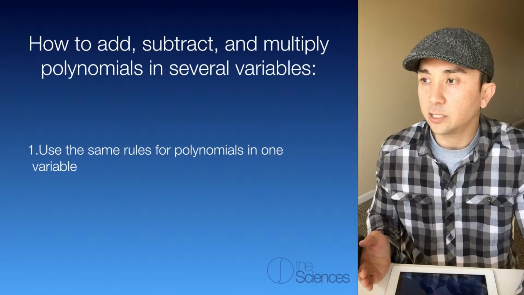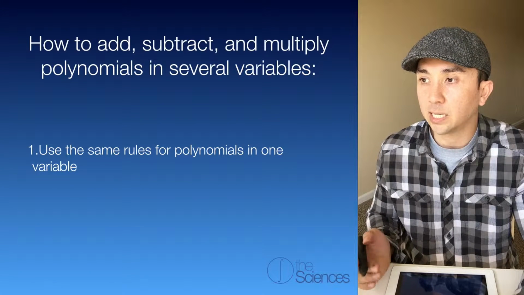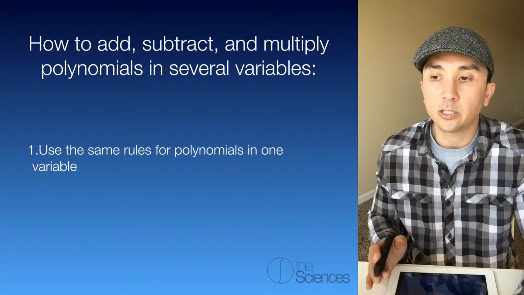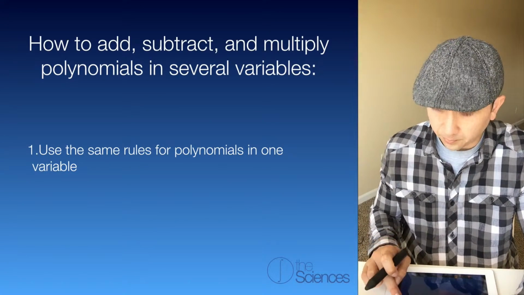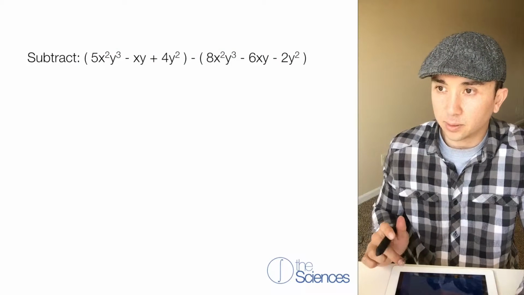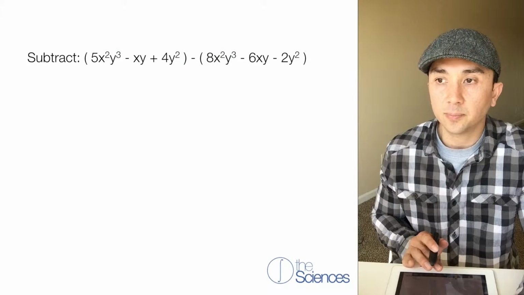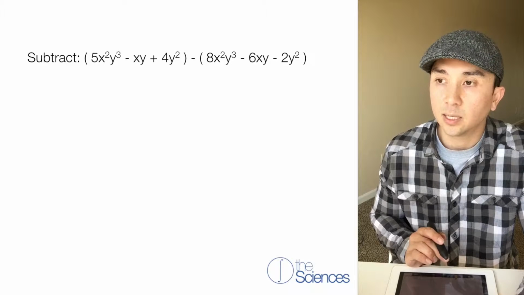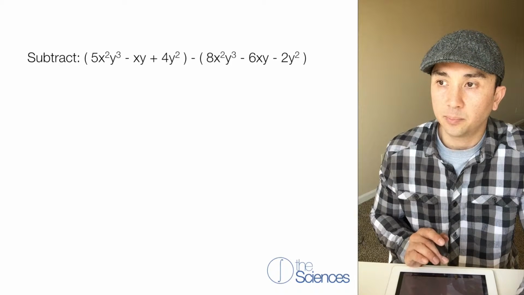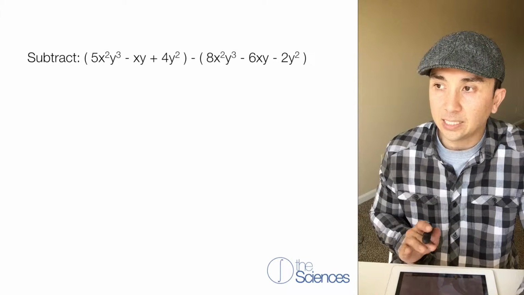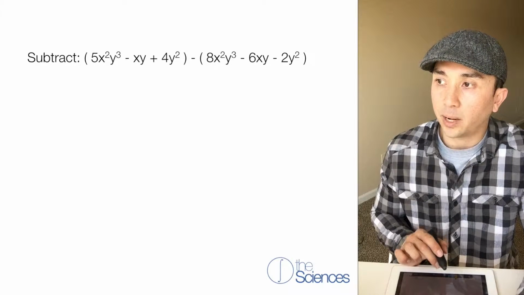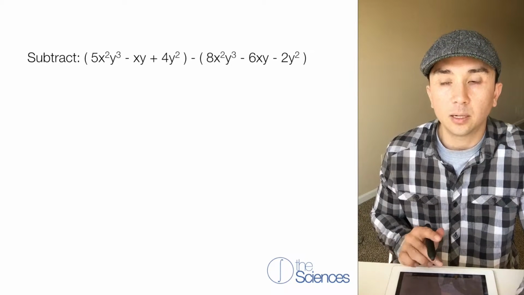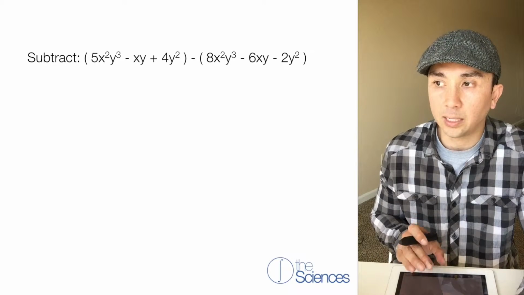Now here's how to add, subtract, and multiply polynomials in several variables. All you're going to do is use the same rules for polynomials in one variable. So let's do an example. Let's subtract 5x squared y cubed minus xy plus 4y squared minus 8x squared y cubed minus 6xy minus 2y squared. So all we're going to do is combine the like terms.